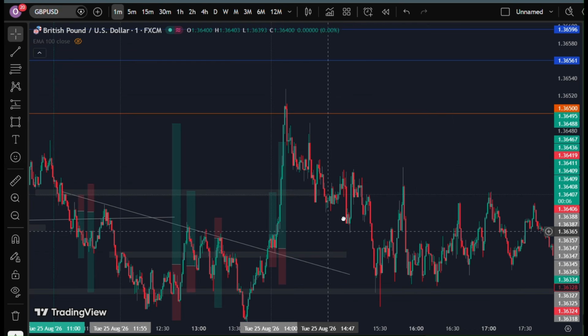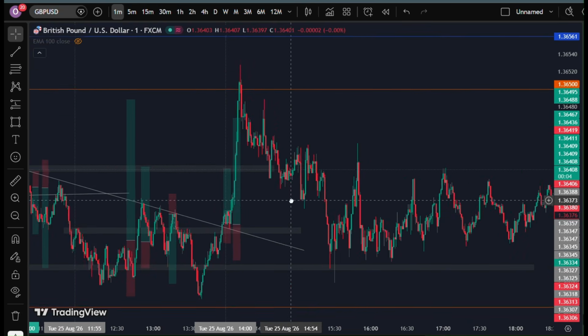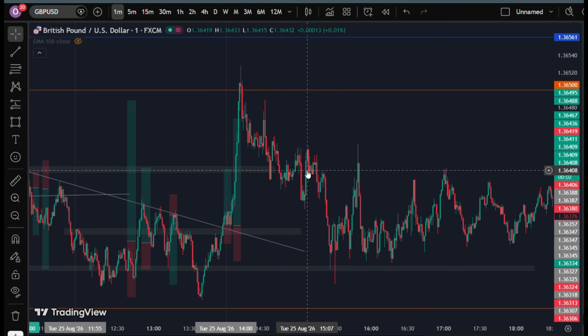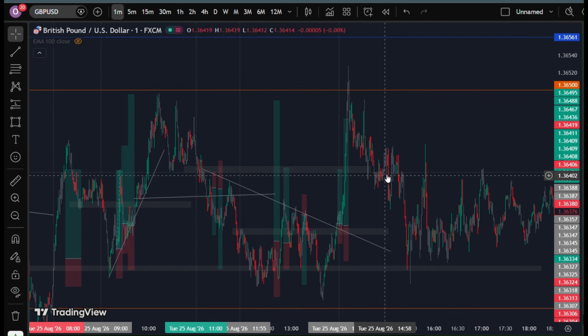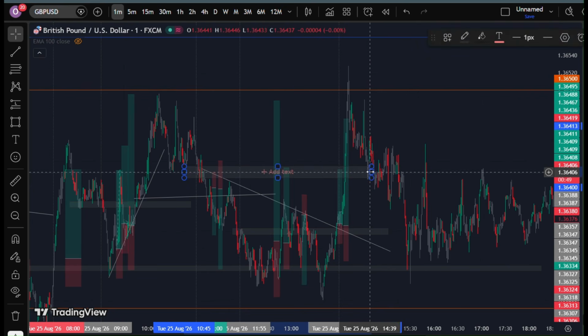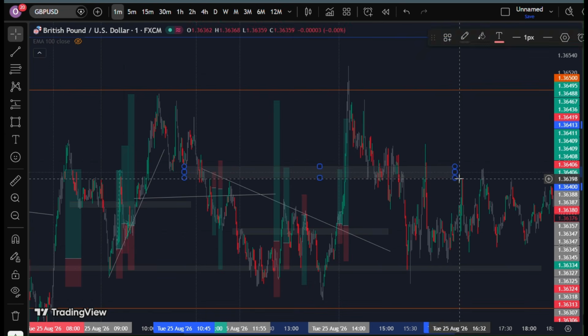So what did I observe here? What I observed here was we are just making lower lows and lower highs. This level tried to hold because this was a huge resistance level. So we tried to use this for support, but it did not work out. This is resistance.